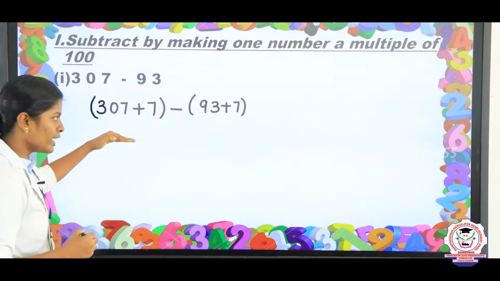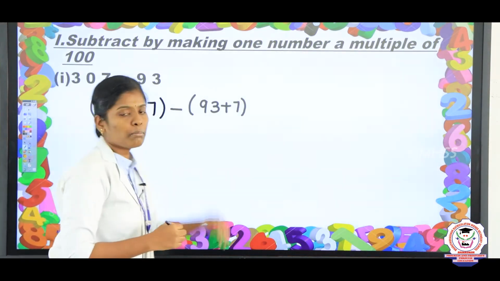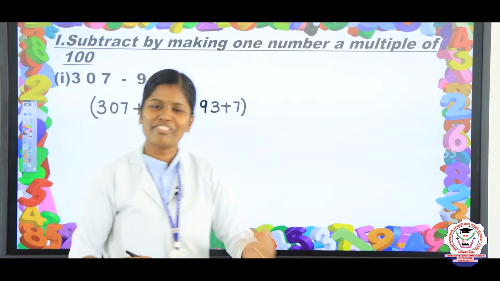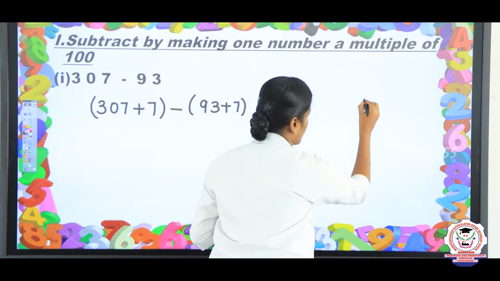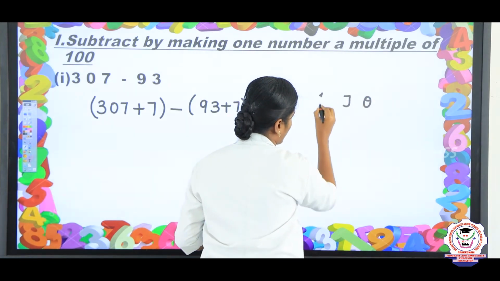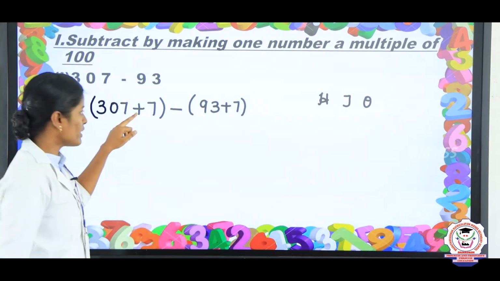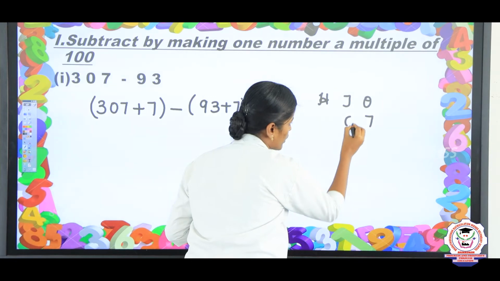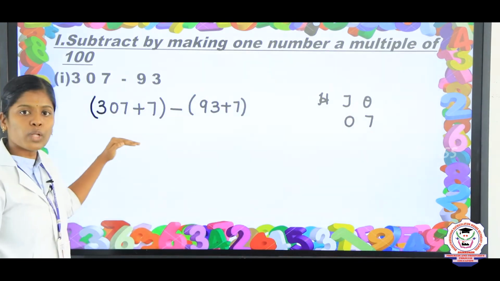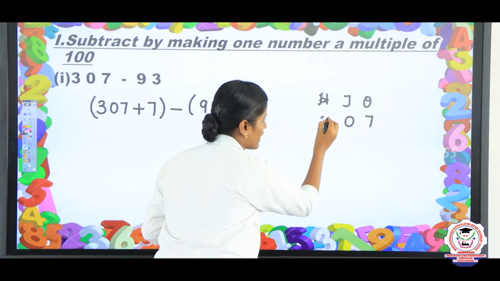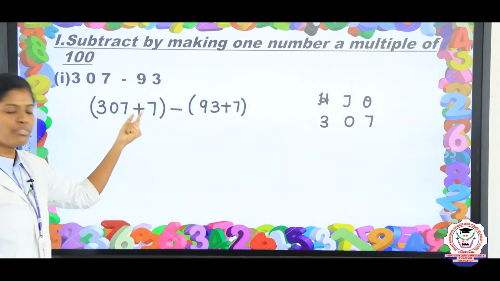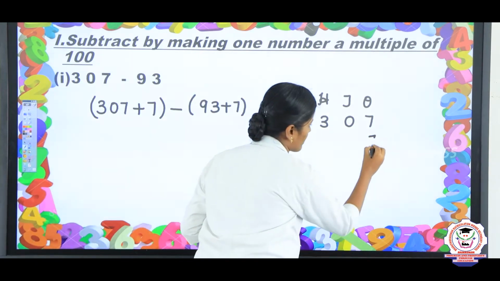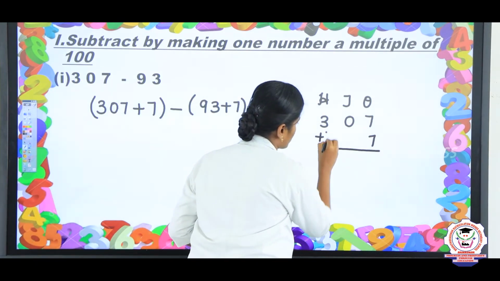So take 307 plus 7. Write the place values. Now tell me Nishant, what is the first place value? Very good. Our first place value is ones. So write ones, tens, hundreds. Here the ones place value is 7, so write 7, the tens place value is 0, and the hundreds place value is 3, so write 3. Next take the second number. Here we have only the ones place value, so write 7 here.